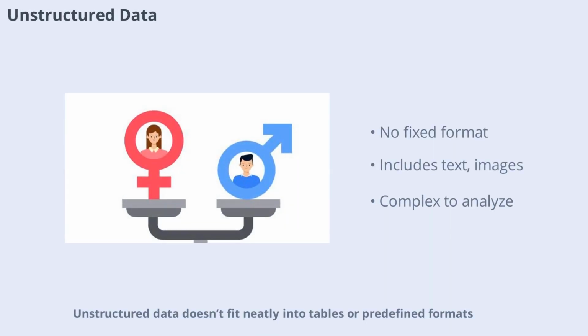Unstructured data doesn't fit neatly into tables or predefined formats. It includes things like text documents, images, audio, and video files. This type of data is more complex and harder to organize, but it's increasingly important for AI applications like natural language processing and image recognition. Handling unstructured data requires advanced techniques to extract meaningful information.